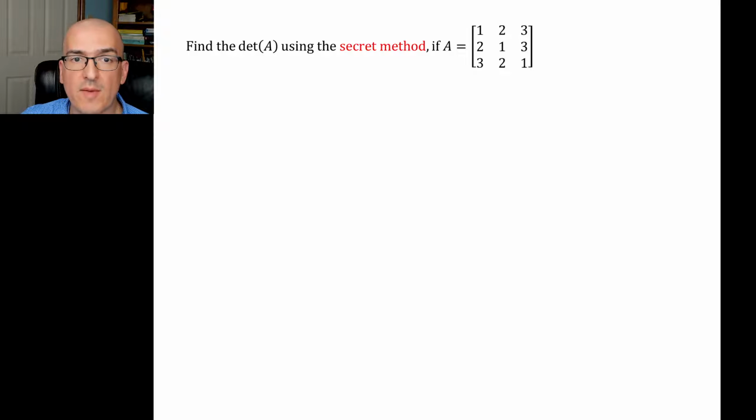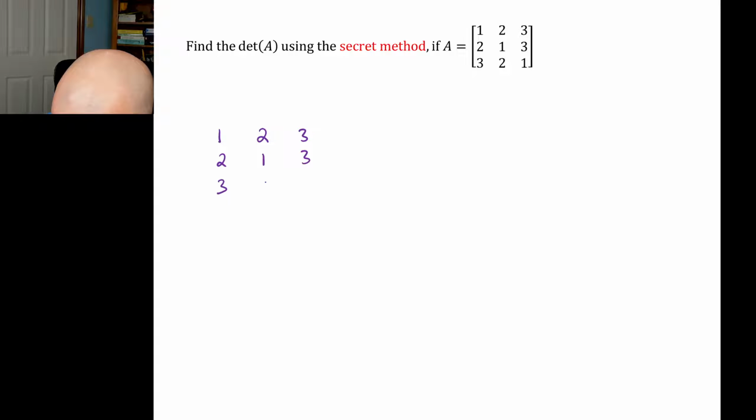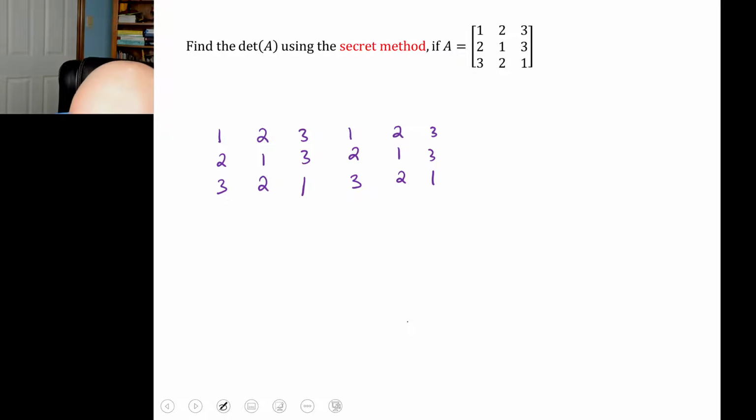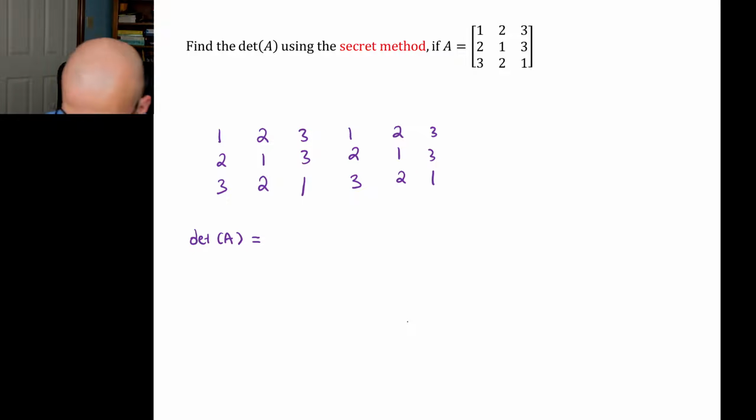The way it works is you make 2 copies of the matrix, side by side. 1, 2, 3, 2, 1, 3, 3, 2, 1, and again 1, 2, 3, 2, 1, 3, 3, 2, 1. And then your determinant is equal to the down products minus the up products.